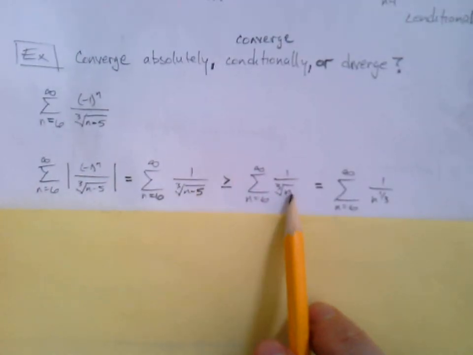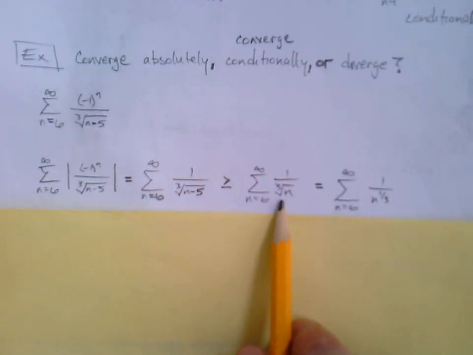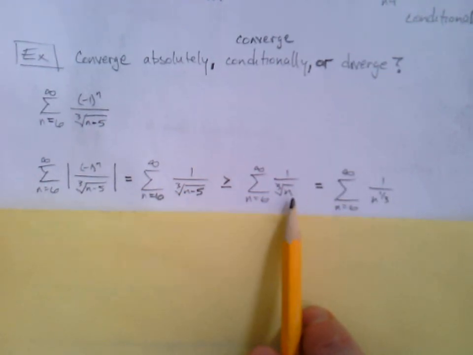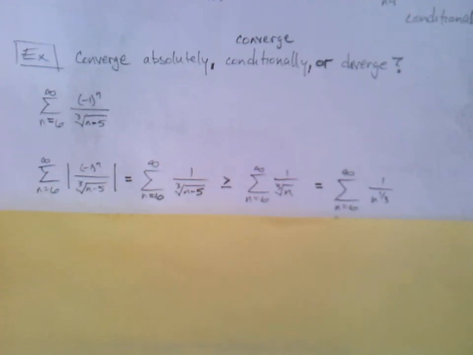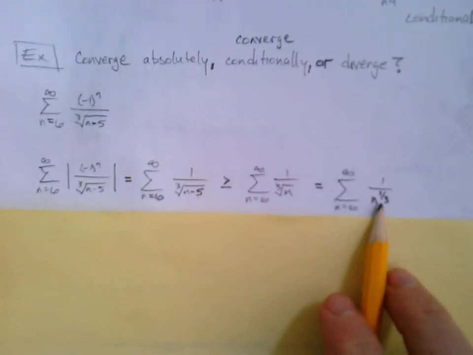Denominator got bigger, so the whole thing's smaller. All right, so far so good. So then I'm going to rewrite that cube root here, and sorry it's so blurry, 1 over n to the 1/3. And I'm going to use a p-series there.